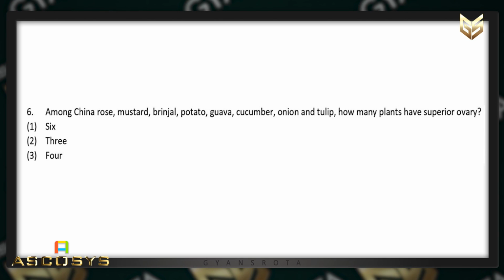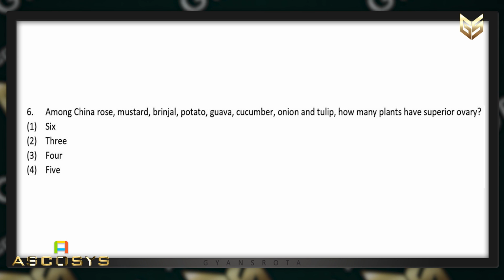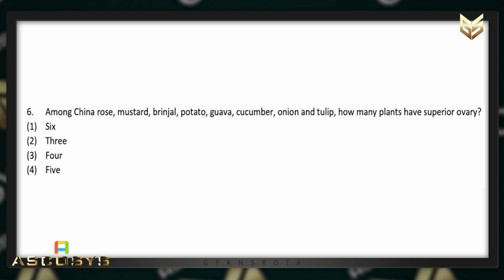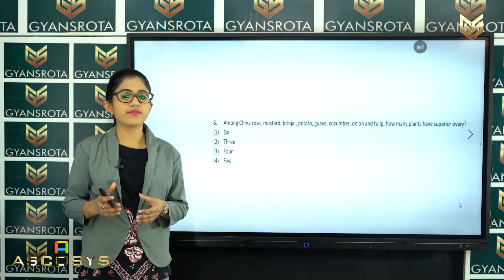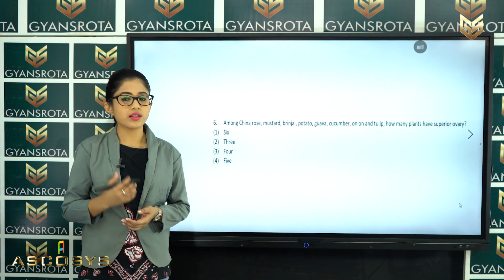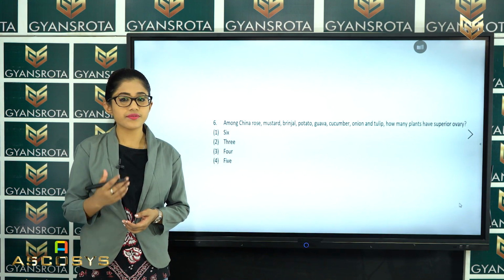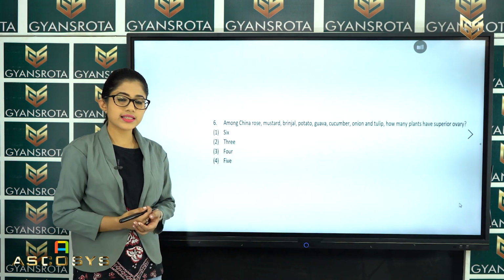Among China rose, mustard, brinjal, potato, guava, cucumber, onion and tulip, how many plants have superior ovary? Options are given: 6, 3, 4 or 5. Well, this is from the chapter Morphology of Flowering Plants. There we have discussed the positions of the ovary on the thalamus, which can be either superior, inferior or half inferior. So, among these 4 options, what is the correct answer?